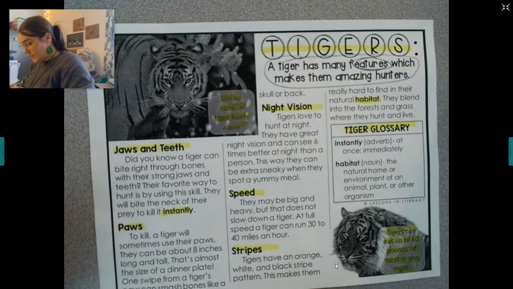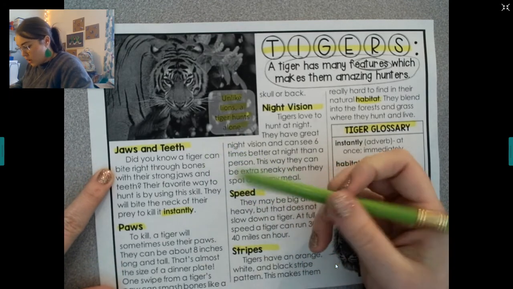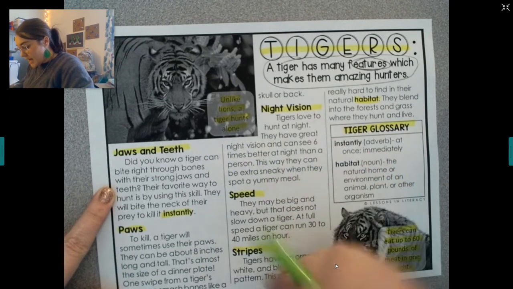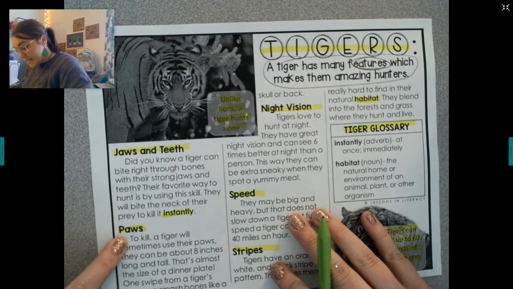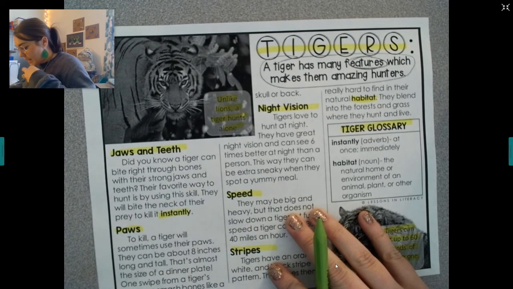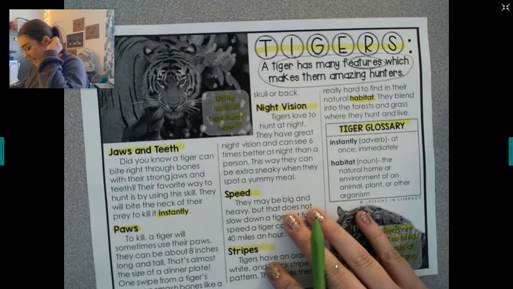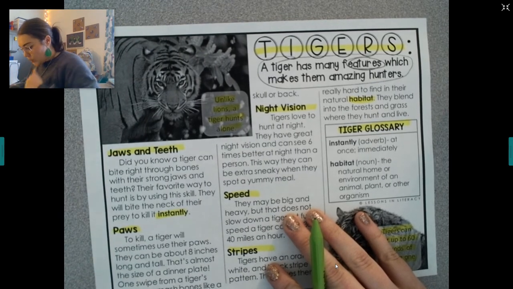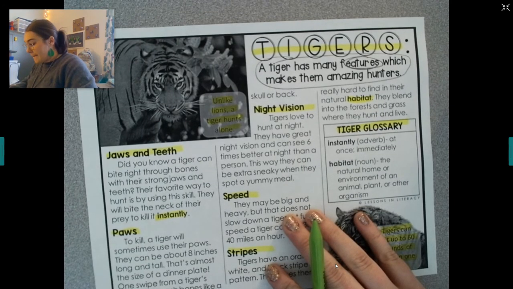Okay, jaws and teeth. Did you know a tiger can bite right through bones with their strong jaws and teeth? Their favorite way to hunt is by using this skill. They will bite the neck off their prey to kill it instantly. Paws. To kill, a tiger will sometimes use their paws. They can be about 8 inches long and tall. That's almost the size of a dinner plate. One swipe from a tiger's paw can smash bones like a skull or back.